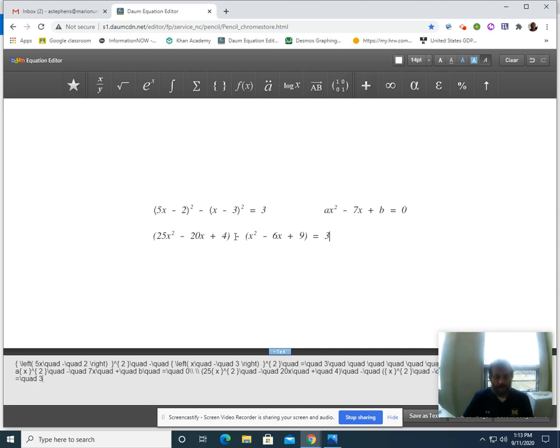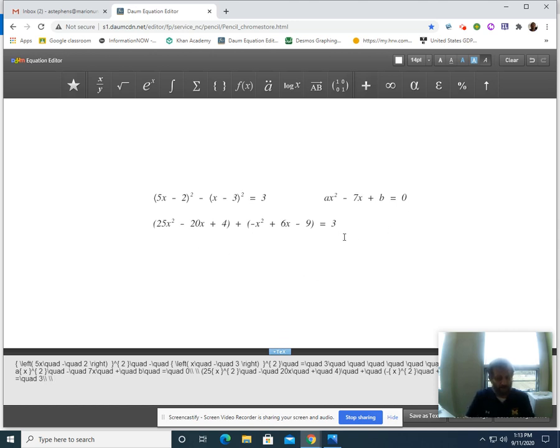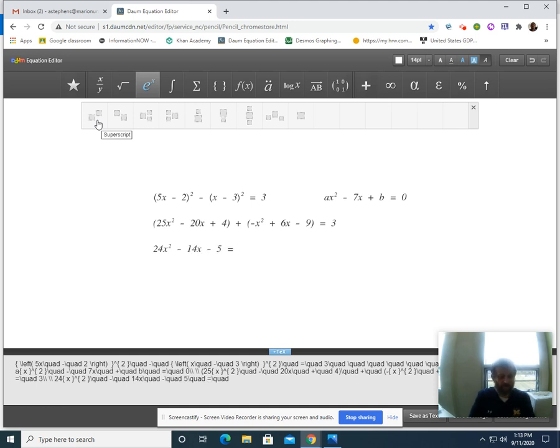Now I'm going to take this negative. It's going to become a positive, and I'm going to distribute the negative 1. So that's going to become a negative, that's going to become a positive, and that's going to become a negative because I'm distributing a negative 1. So now when I combine like terms, I'm going to get 24x squared, then I'm going to get negative 14x, and then I'm going to get minus 5 equals 3.